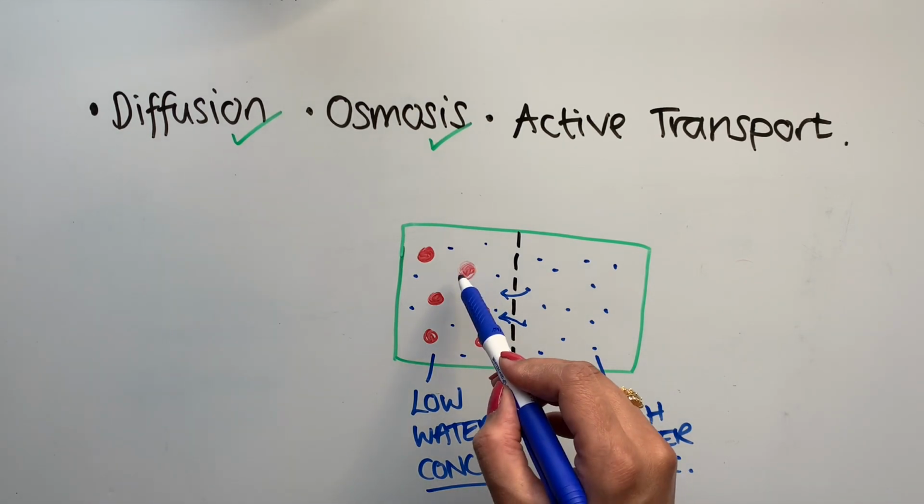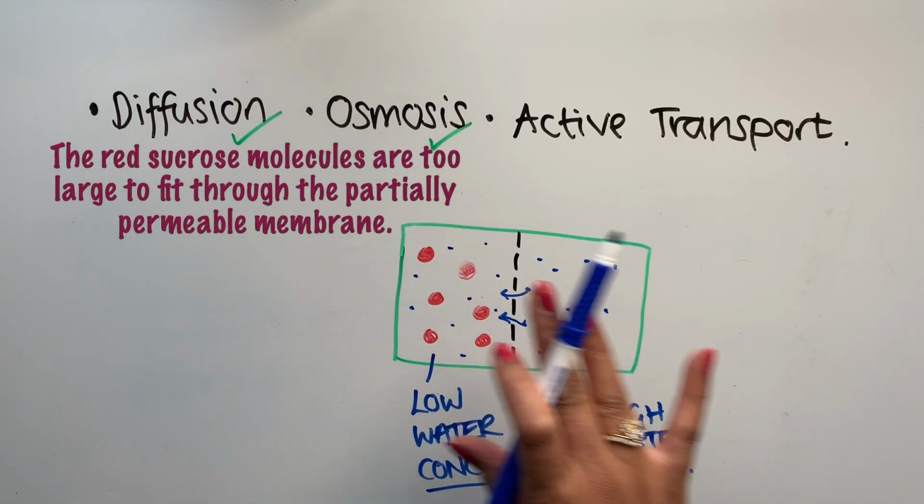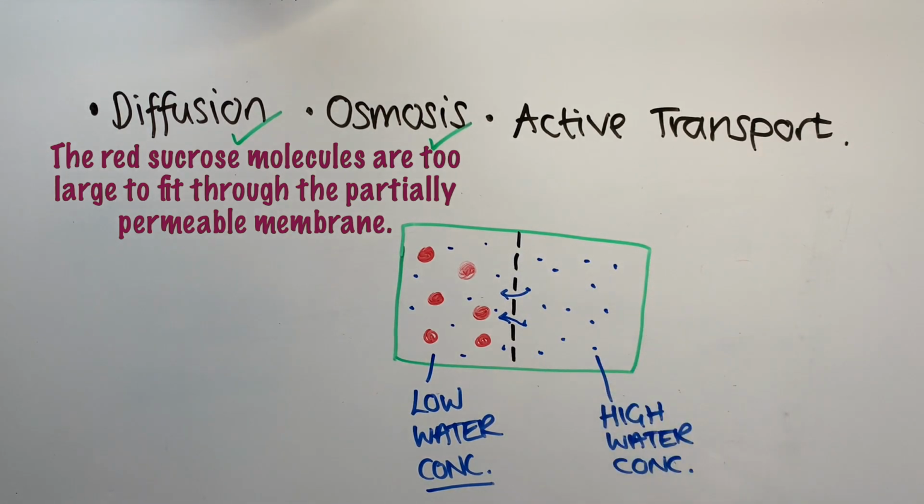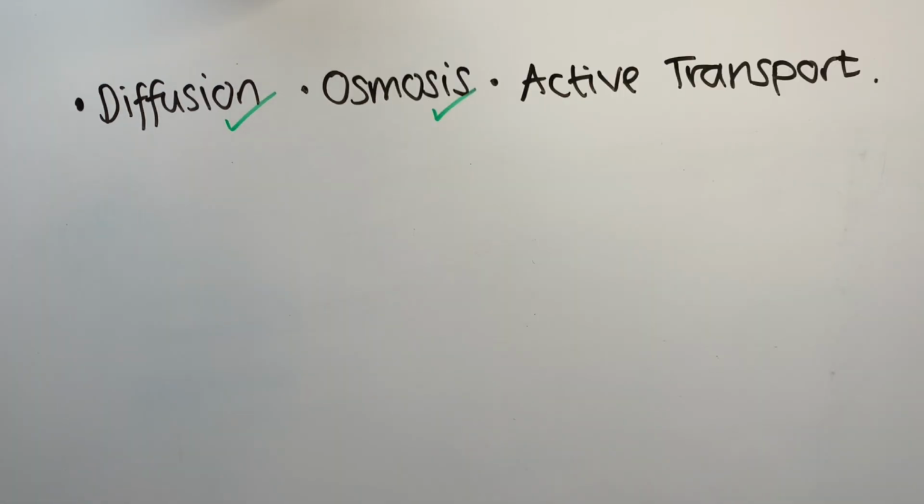Now, the sugar molecules would not be able to diffuse from this side to that side because they would not fit through the spaces in the partially permeable membrane. So this is demonstrating osmosis.